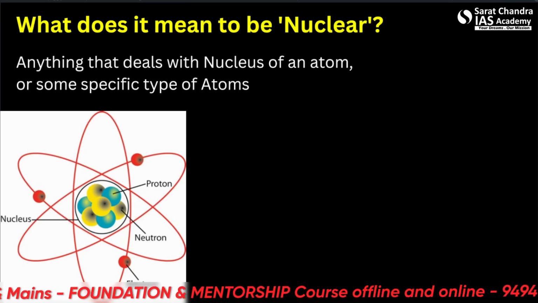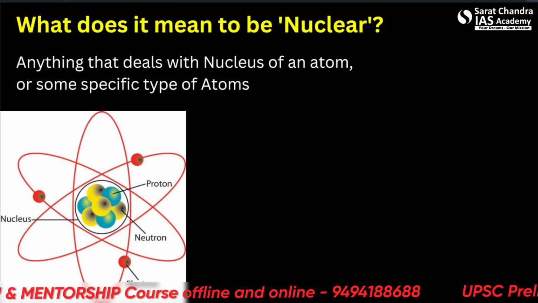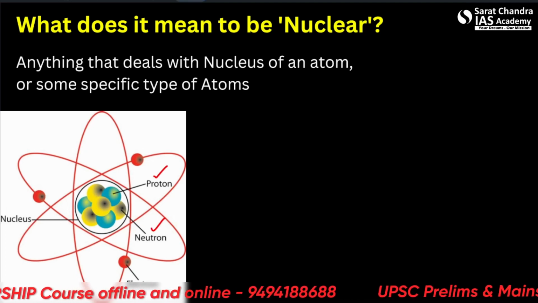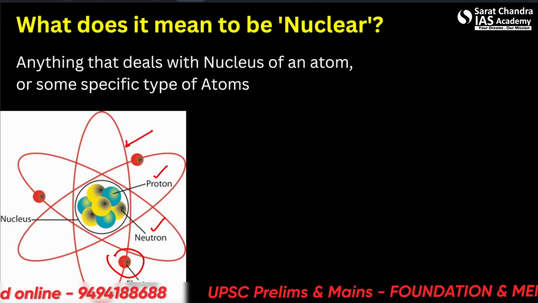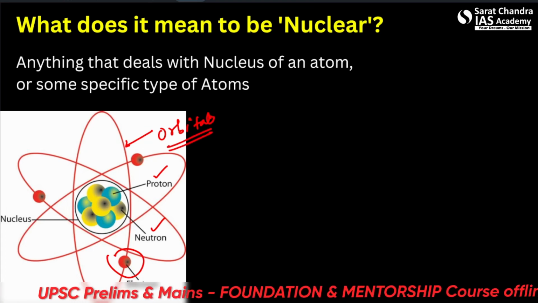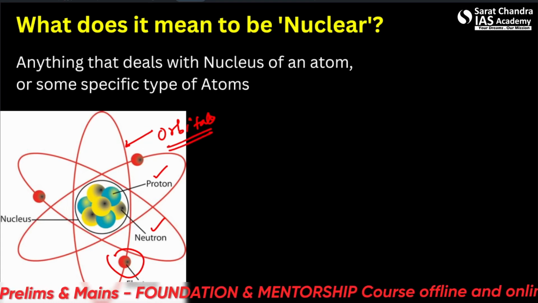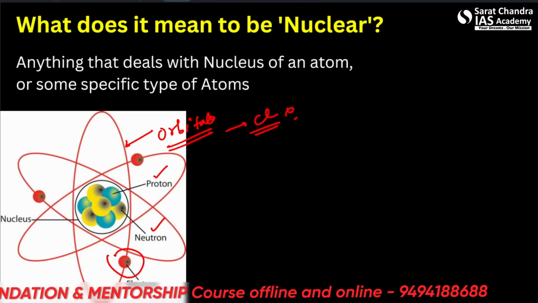So the nucleus contains primarily the protons and the neutrons. Electrons are not a part of the nucleus. Electrons are outside of the nucleus in various different electron orbits. So we don't need to go further into what is orbit, what is orbital. That is a chemistry topic. So we'll not deal with that. We'll just stick to the nucleus.